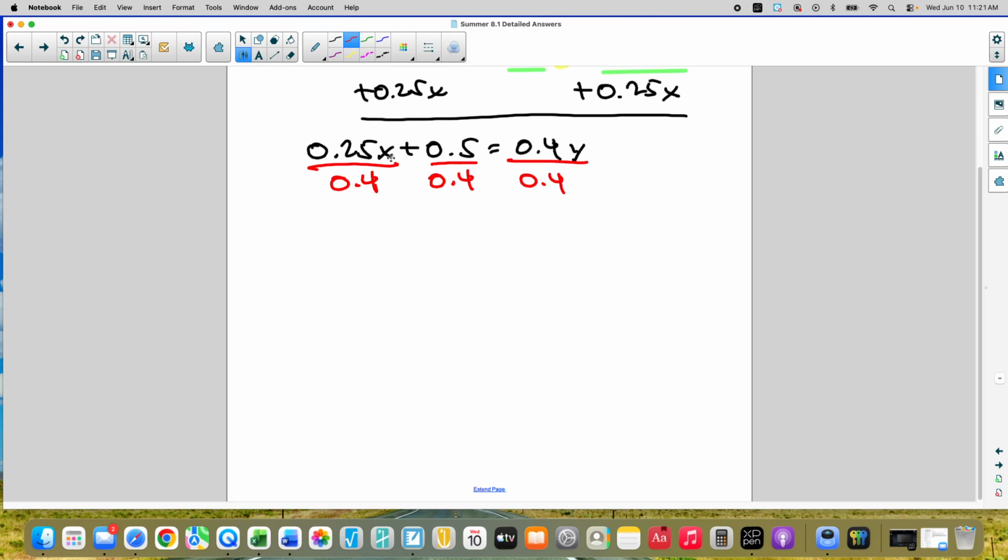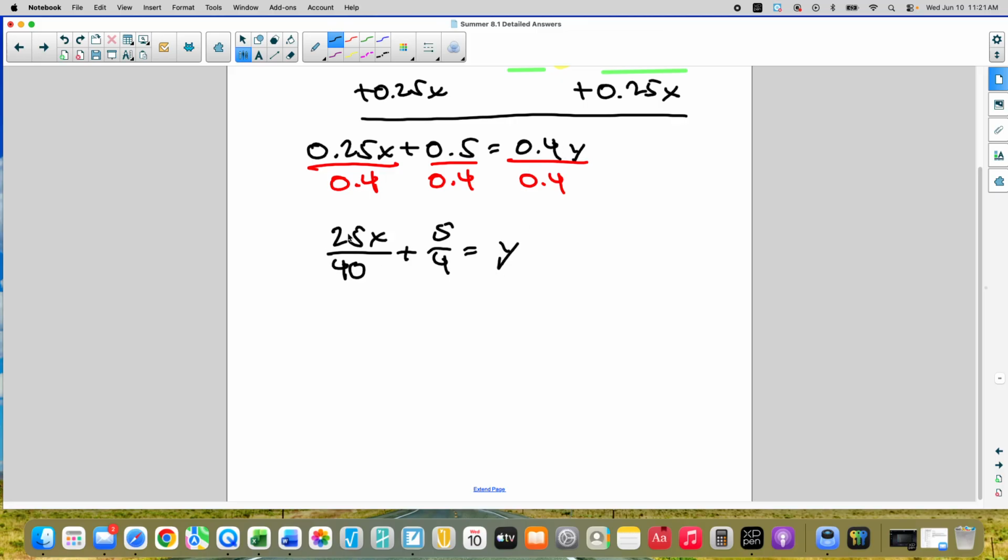We might want to convert this. We can't have decimals and fractions, so in order to get rid of this decimal, I have to move it 2 places. So that would give me 25x, and I would have to move it 2 places in the denominator, which would give me 40. Here we only need 1 place. That gives us 5 over 4, and this gives us y.